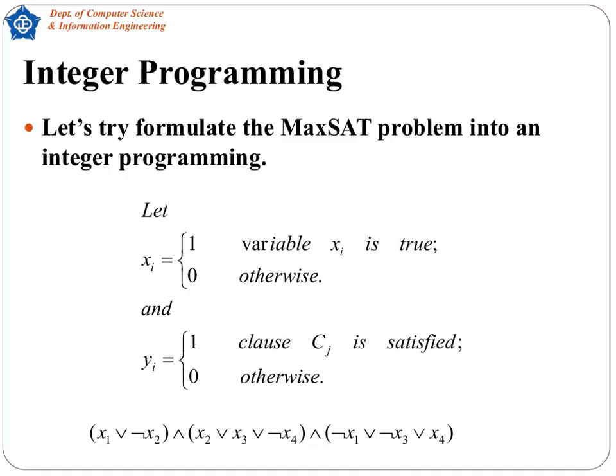Building on our improved algorithm, let's now see how to cast MaxSat as an integer program. We begin by encoding each Boolean variable with a binary decision variable x, where x equals 1 if the variable is true and 0 otherwise.